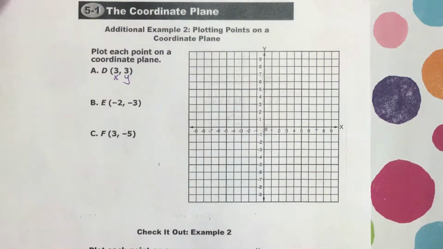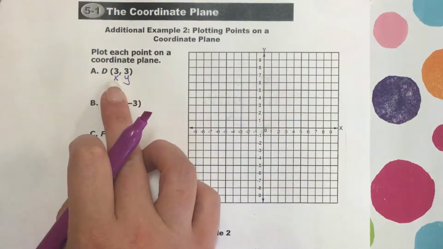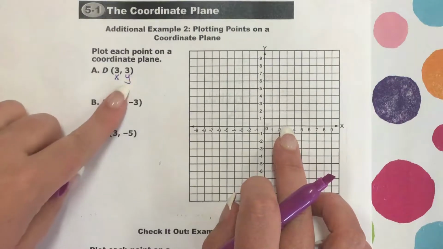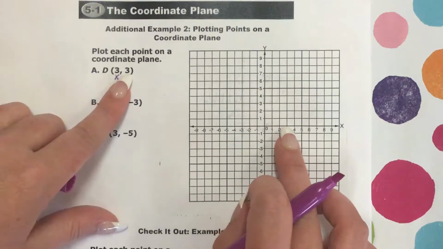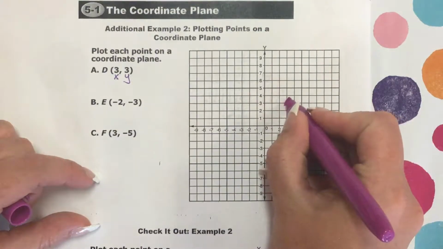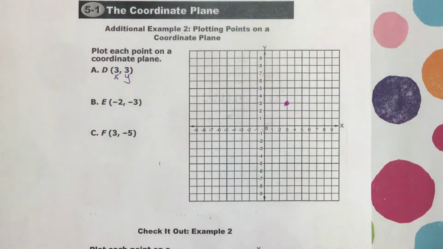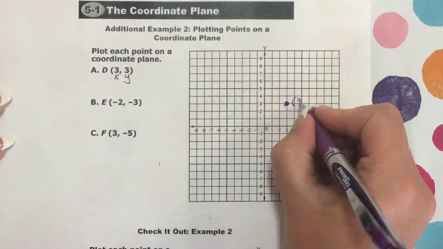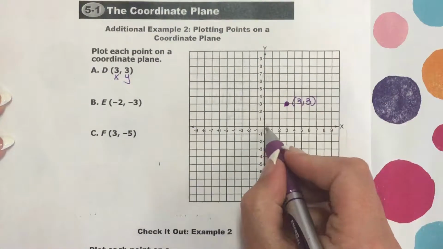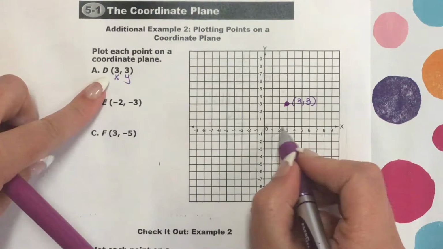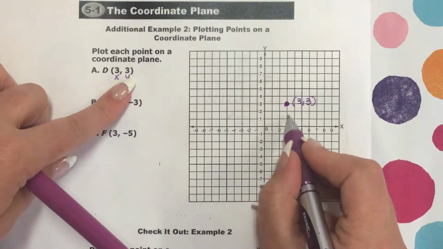So we are going to go over to 3 right here on the x because it's the x part. 1, 2, 3. And then the y part says that we go up 3. So we're going to go up 3 from there. 1, 2, 3. And there's our point right there, (3, 3). The x is 3 and the y is 3. We go up. They're both positive. So positive 3, 1, 2, 3.